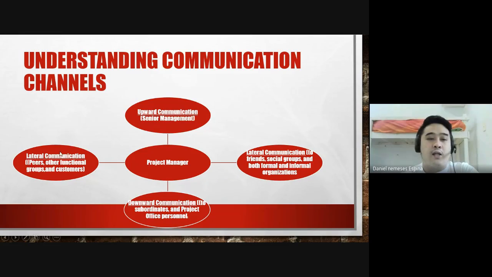And the horizontal, also known as the lateral communication. Okay? So same ni mo rank. So talking to your peers, other functional groups, and your customers. Another lateral communication is talking to your friends, social groups, and both formal and informal organizations. So upward communication, downward communication, and lateral communication.